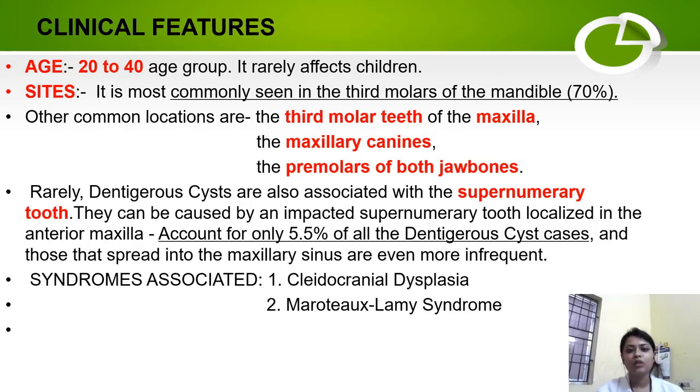Sites, it is most commonly seen in the third molars of the mandible. Other common locations are third molar teeth of the maxilla, maxillary canines, premolars of both the jaw bones. Now, rarely dentigerous cysts are also associated with supernumerary tooth. They can be caused by an impacted supernumerary tooth localized in the anterior maxilla, and it accounts for only 5.5% of all the dentigerous cyst cases, and those that spread into the maxillary sinus are even more infrequent.